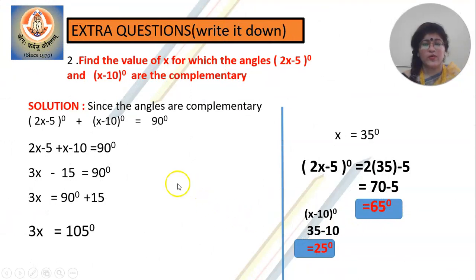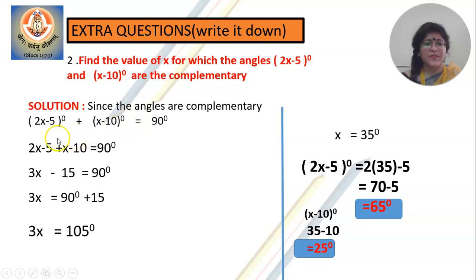Now, another extra question. This is question number 2. Find the value of x for which the angles 2x minus 5 degrees and x minus 10 degrees are complementary angles. So this is the clue that the angles are complementary. Two angles are given. So what are complementary angles? When the sum of the measures of two angles is 90 degrees, then those angles are complementary angles.